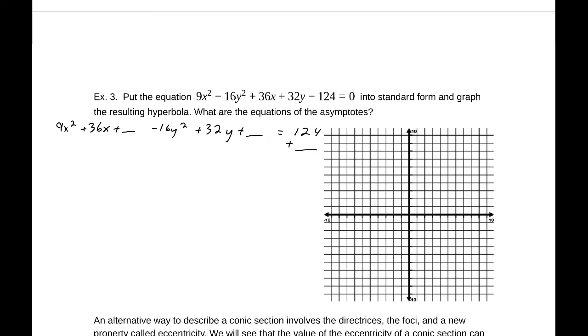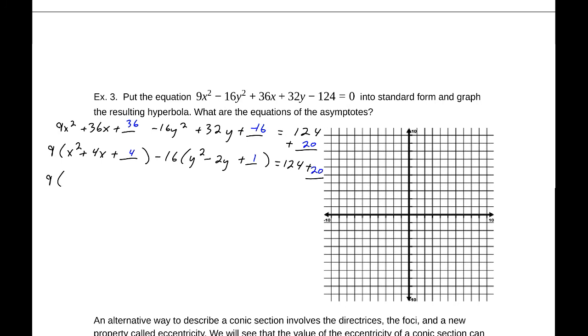All right, now I'm going to also, like I did previously, factor out a 9. x squared plus 4x plus blank, minus 16, y squared minus 2y plus something equals 124 plus something there. All right, completing the square in the first box should be a plus 4. So that means I actually want a plus 36 up here, since I did just divide by 9 going down, and multiply by 9 going up. Down here, that'll be a plus 1, which means we have a minus 16 we included in there, which means in total we're adding 20 to both sides.